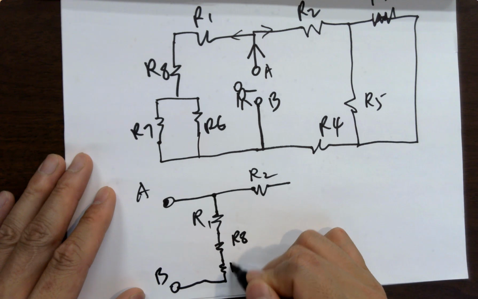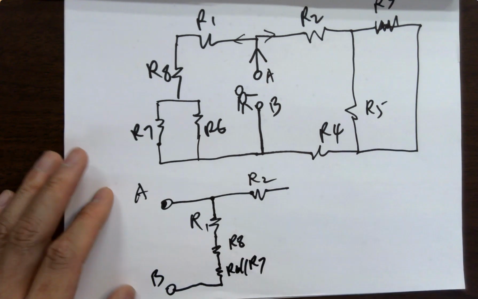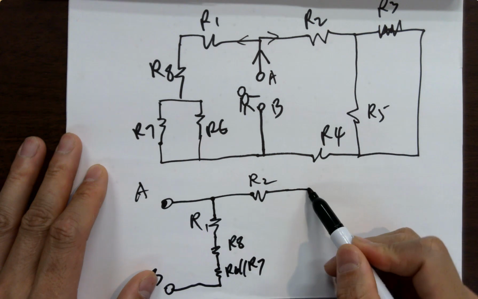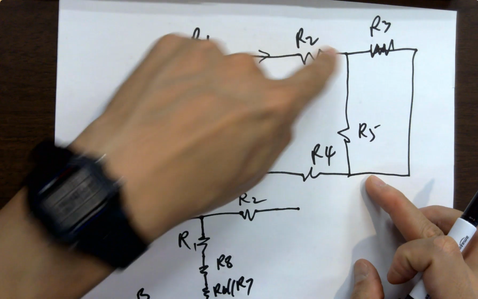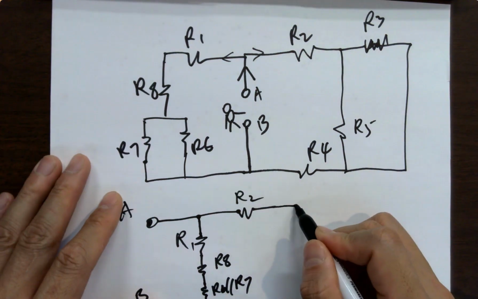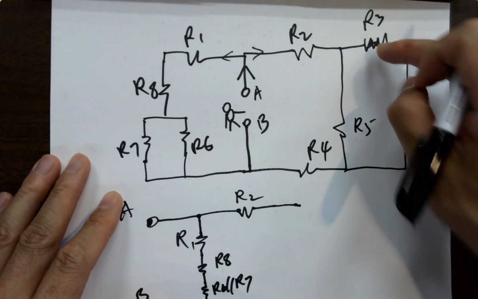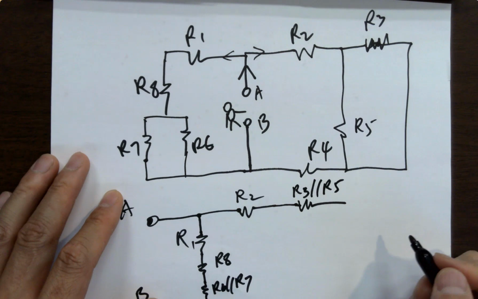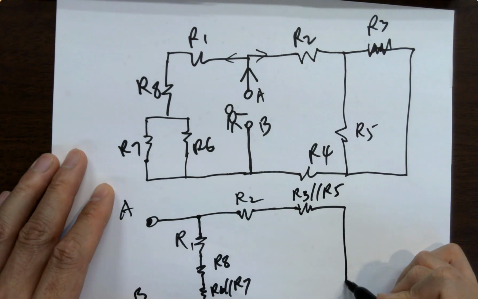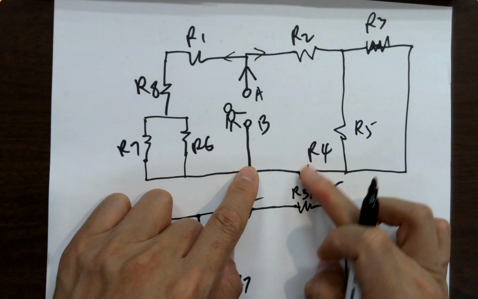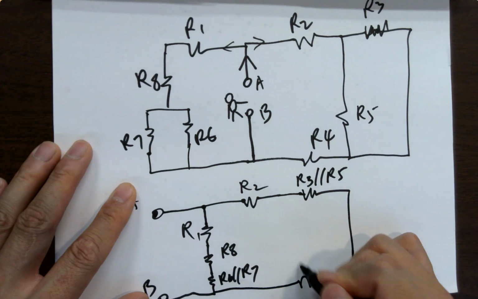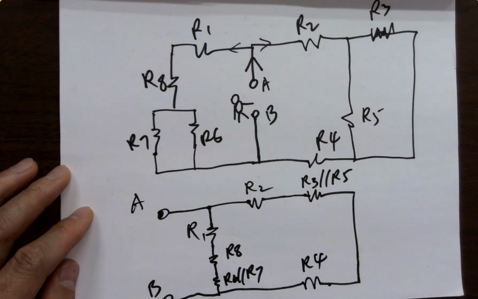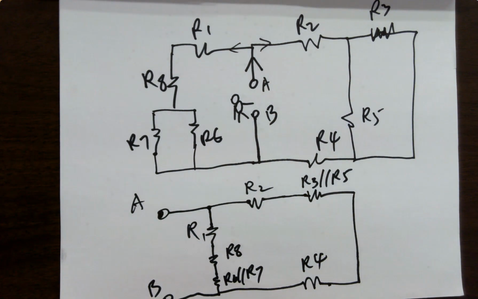So this resistor is R6 in parallel with R7, right? Then R2, you got this R2 split into two branches. So that's two parallel resistors. Merge it into one, so it's R3 in parallel with R5, and then this comes back to B. But in between this and B, you got R4 there. That's the first step you can get, and it definitely changes further.